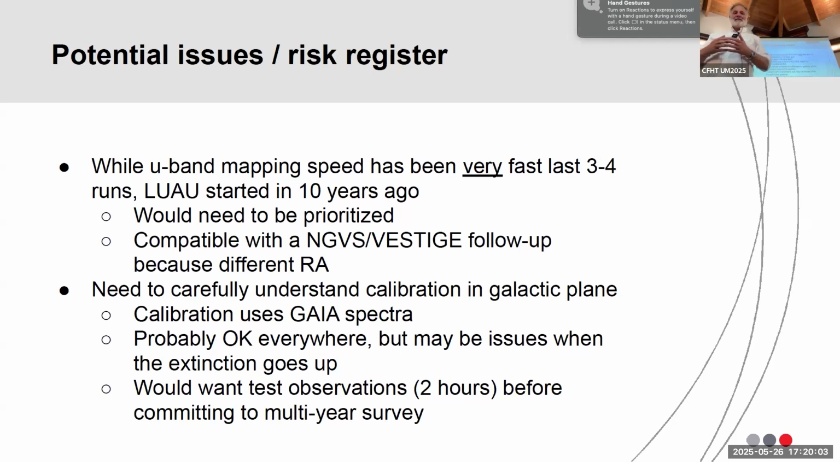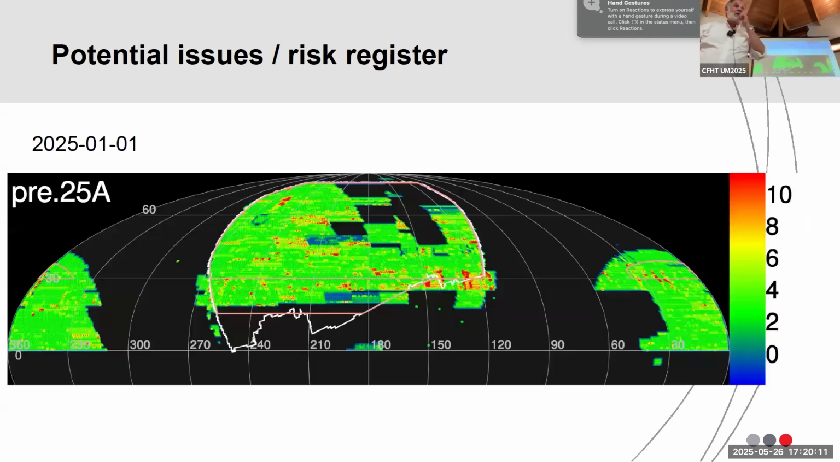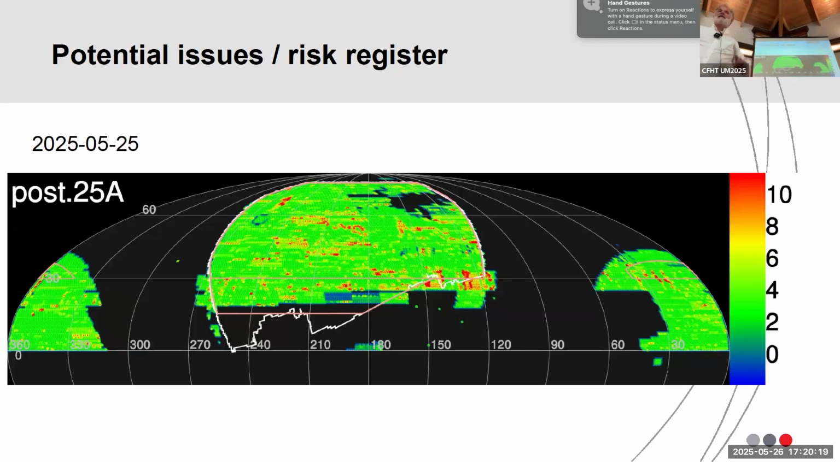So the U-band mapping speed has been very fast for the last 3-4 runs. I'll show a couple of slides in a moment. Actually, I'll just show those slides now. So this is what the U-band coverage looked like in January for UNIONS, and this is what it looks like as of Sunday.